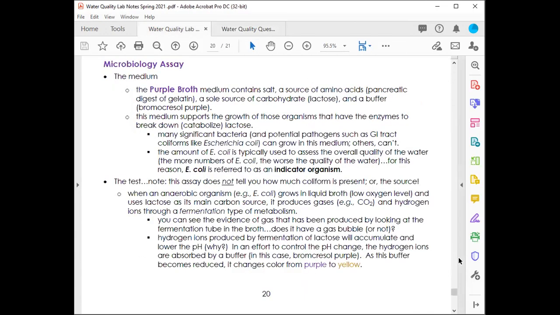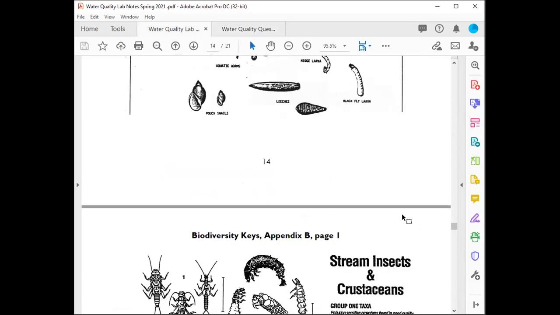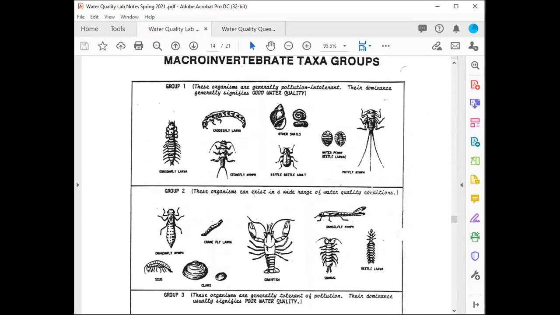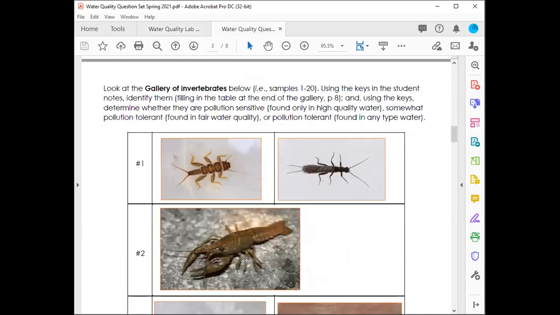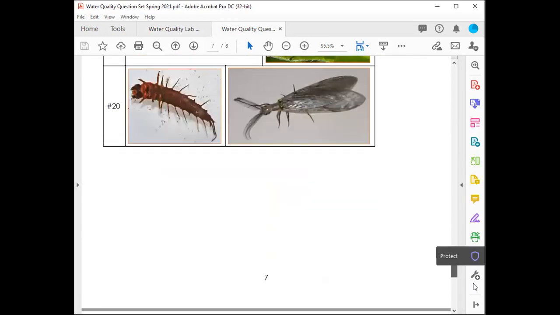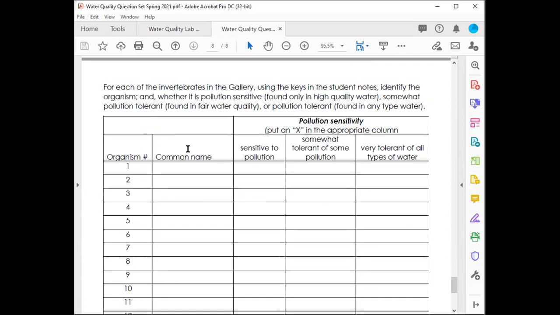If you go to the water quality lab notes, you'll see, like before in the last lab, the Animal Kingdom lab, we've got different keys to help identify these things. There's 20 of them, and you do your best to identify all 20. At the bottom here is a nice sheet for you to fill in. I only want a common name. I don't need to know if it's sensitive to pollution or tolerant to pollution. If you want, that's fine.